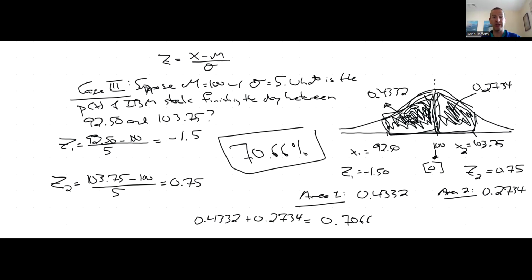Okay, that's case 3. In case 3, we are adding the probability of two things, two intervals, two observations, and they're on different sides of the mean, right? This observation is on this side of the mean. This observation is on this side of the mean. Okay, that's case 3. Now we're going to move on to case 4.